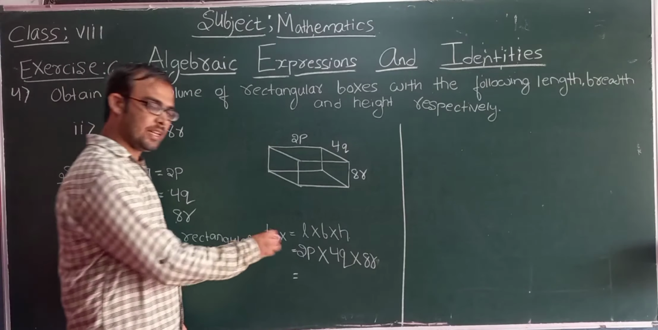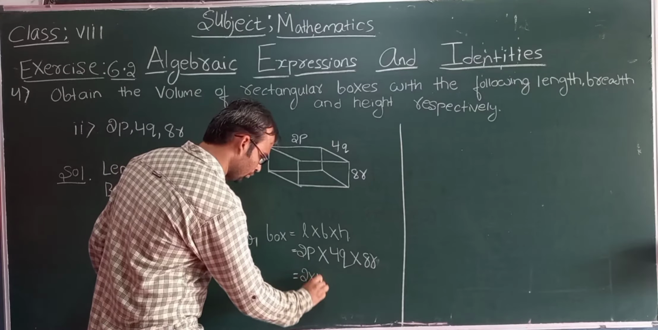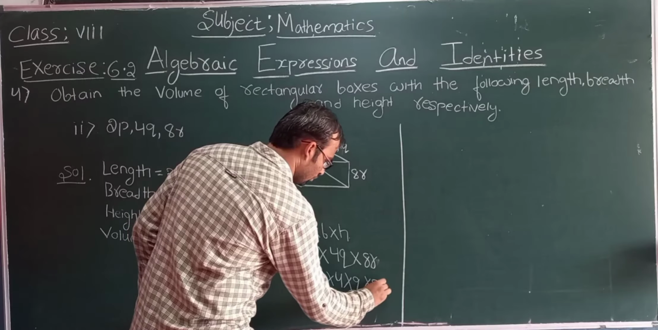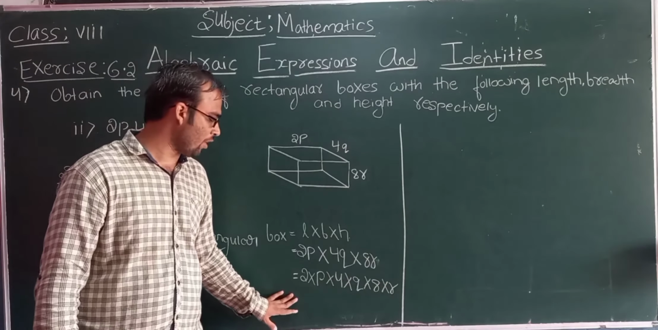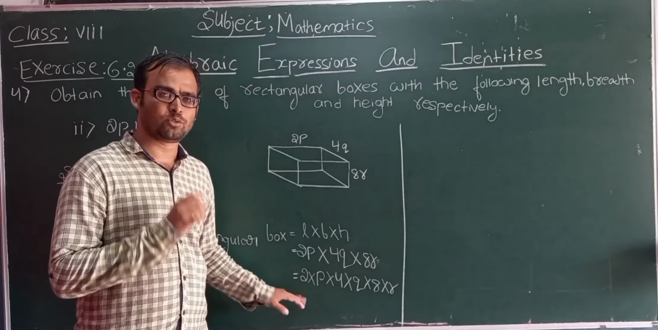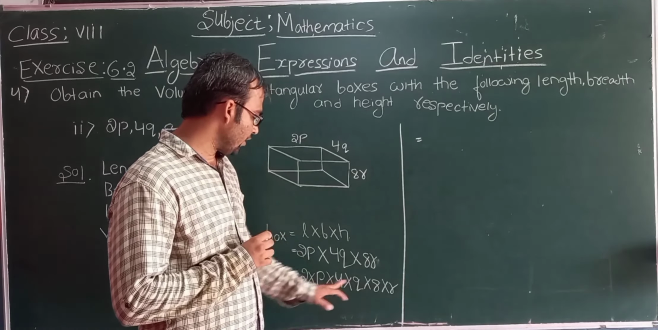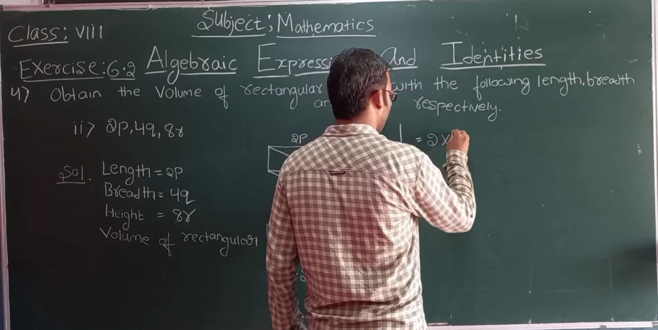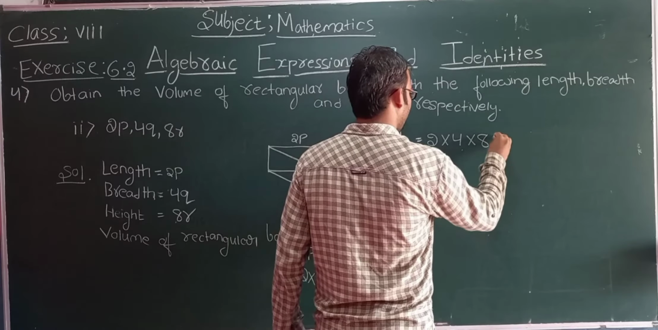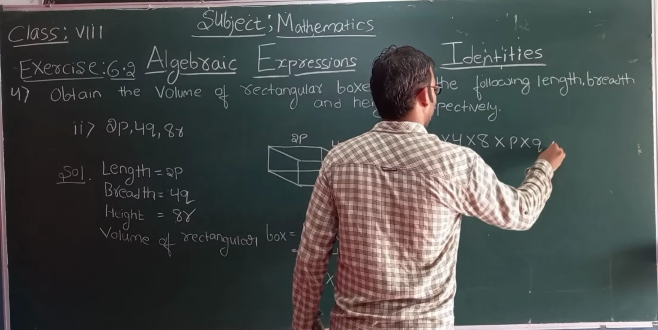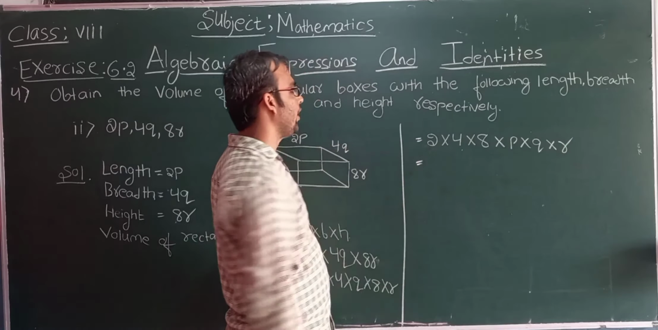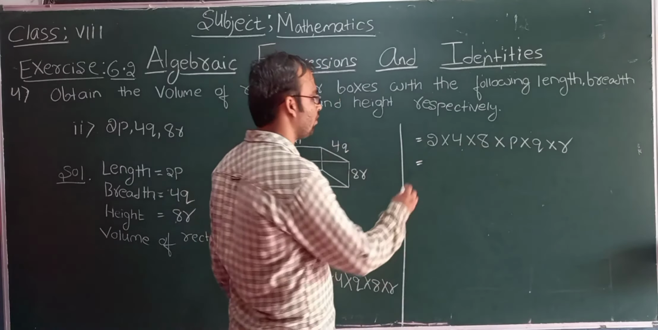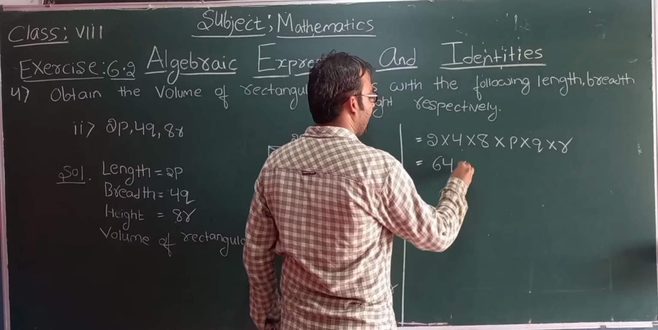Next, you can rewrite this, students. Okay, dear students, what we have done? We have rewritten the terms. Okay, students, look at here. We can make groups. Now we can group the numbers one side and variables one side. So we have 2 into 4 into 8, p into q into r. Now 2 4s are 8, 8 8s are 64.